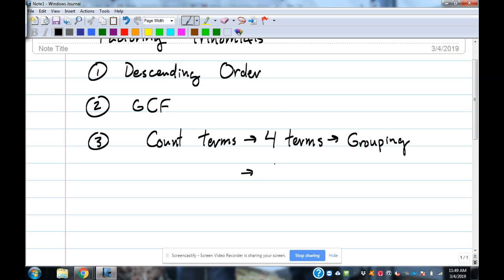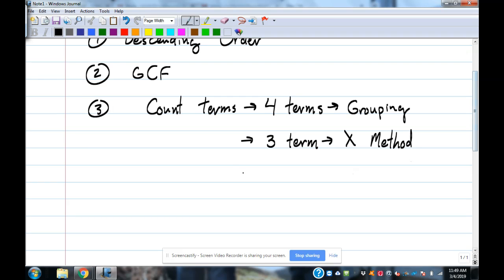Today we're dealing with trinomials, and Logan told us that was 3 terms. If there's 3 terms, we're going to do this thing called the X method, and I'm going to show you how to do that today. It is a great way of systematically factoring a trinomial. And if there are 2 terms, we'll learn this later this week. 2 terms, we're going to do what's called a difference of squares.